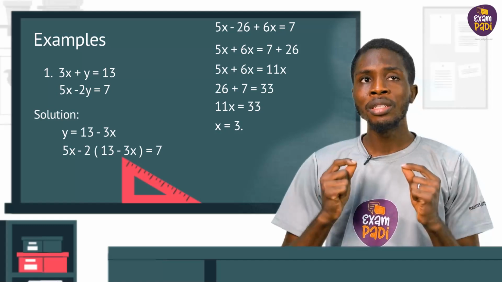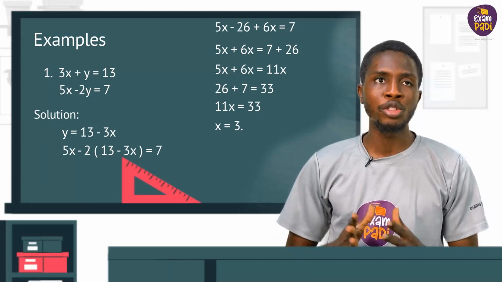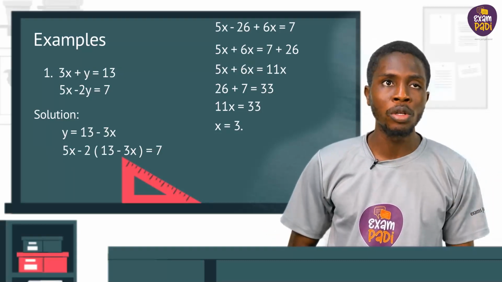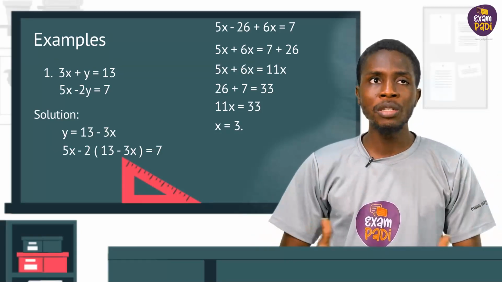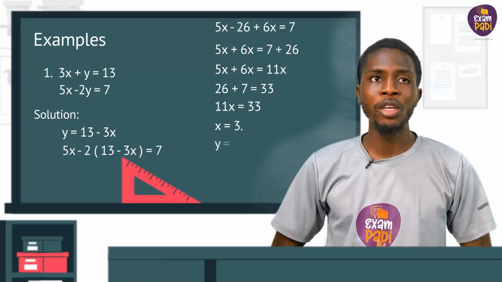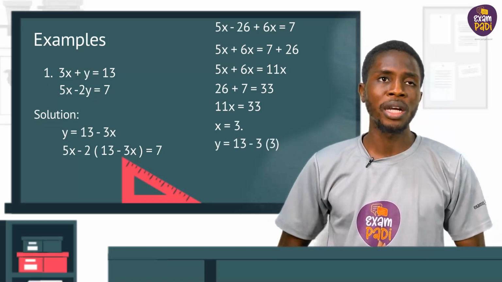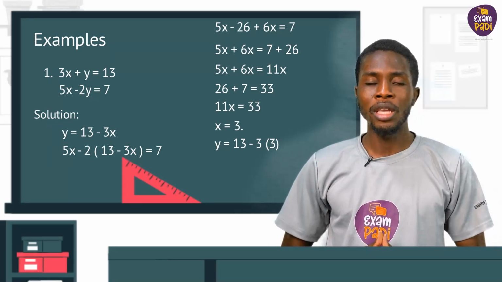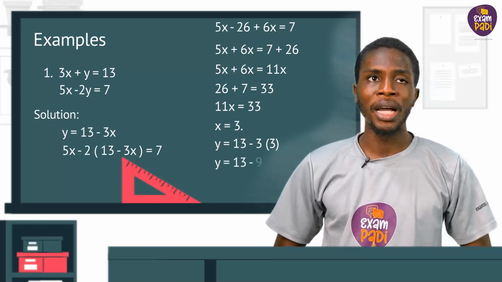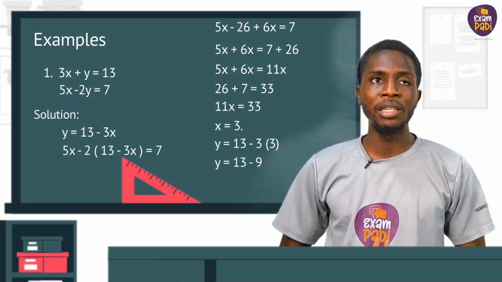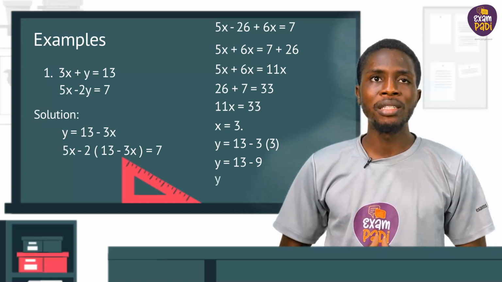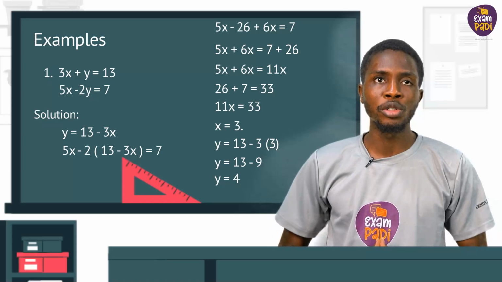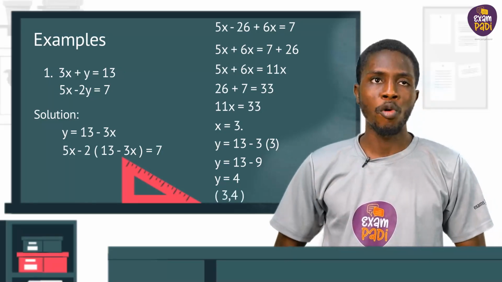Finally, substitute the solution for x into the expression for y. In this case, we can use any of the equations, either equation 1 or equation 2, but I'm opting for equation 1. We have y equals 13 minus 3 into the bracket of 3. That is, wherever I find x, I'll replace it with 3. Here we have y equals 13 minus 9, because 3 multiplied by 3 gives 9. 13 minus 9 equals 4. So the solution to the pair of simultaneous linear equations is 3, 4.